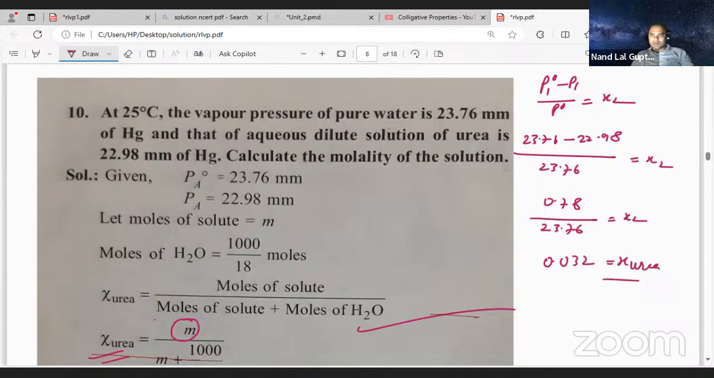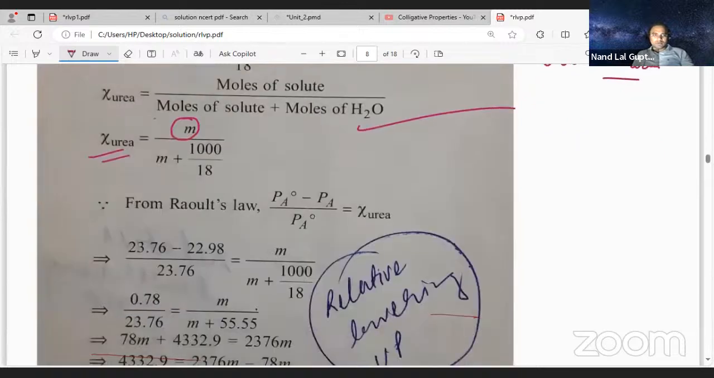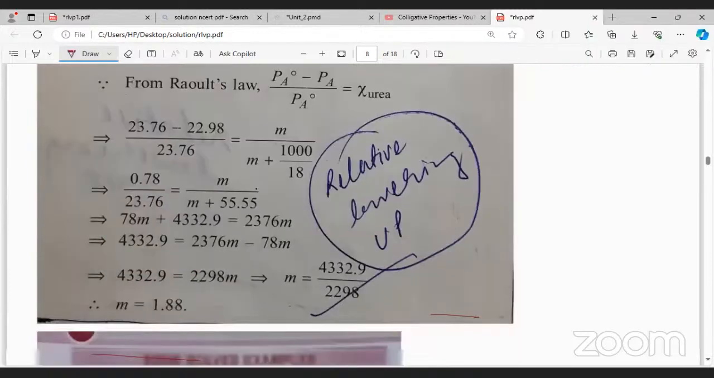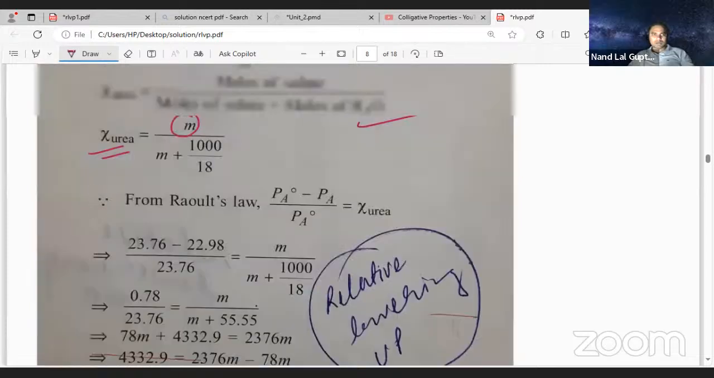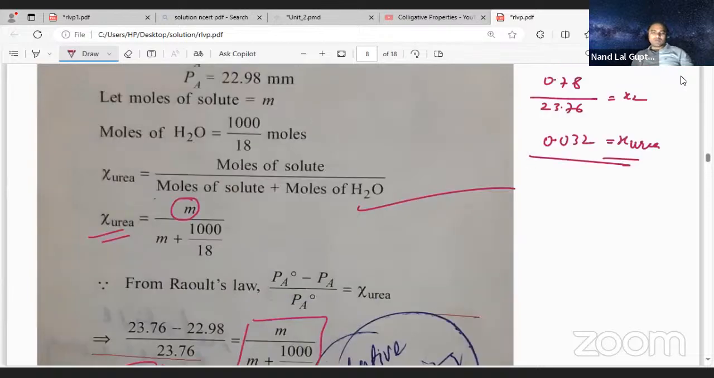Here also you can see in the book how much they are getting. They did not actually calculate the urea from Raoult's law. Urea they should calculate now. Directly they are plugging the values here: 0.78 divided by 23.76. So this is the same coming now, 0.032, what we are getting. But they are doing a little bit difficult method.